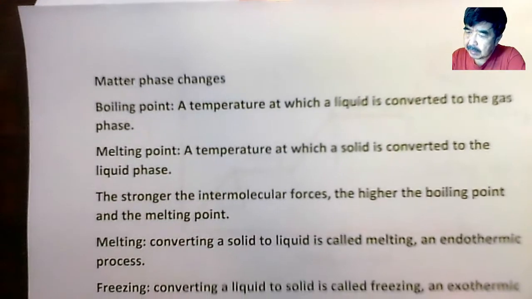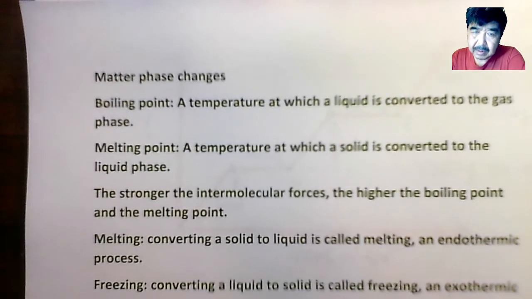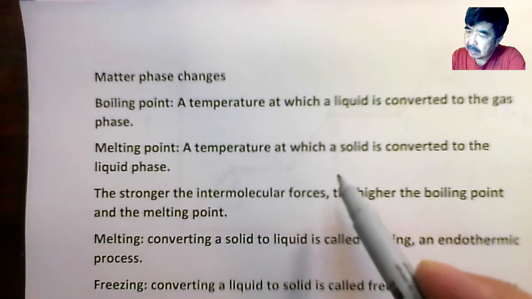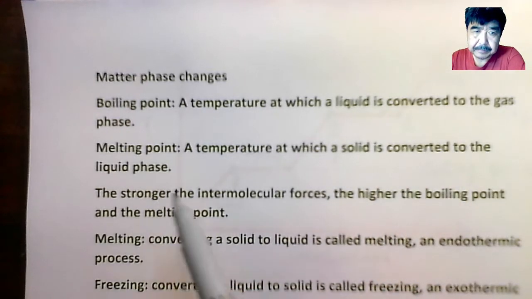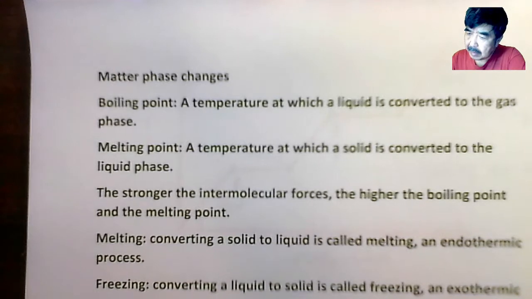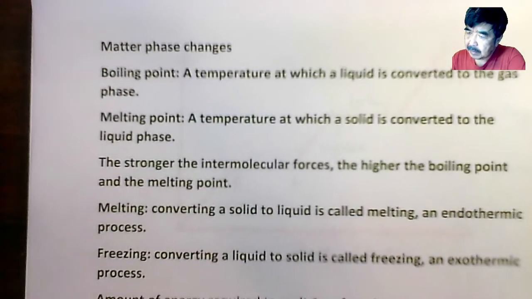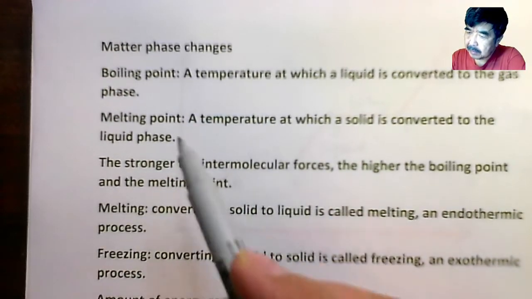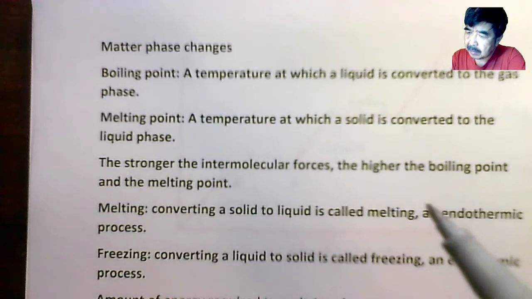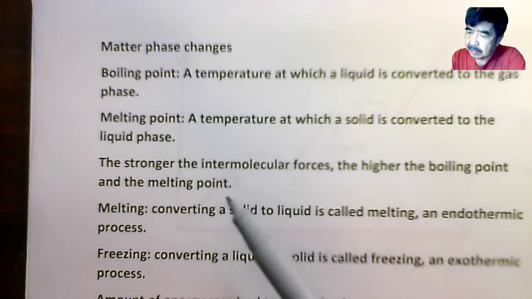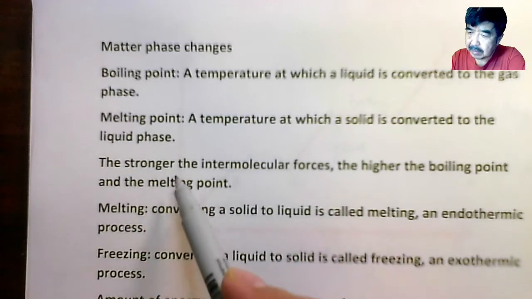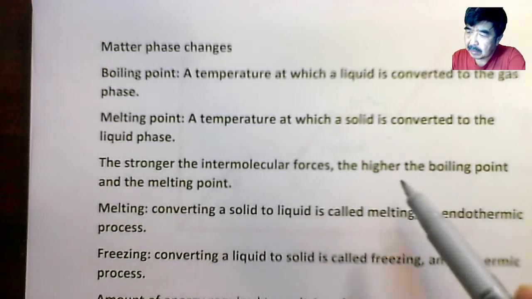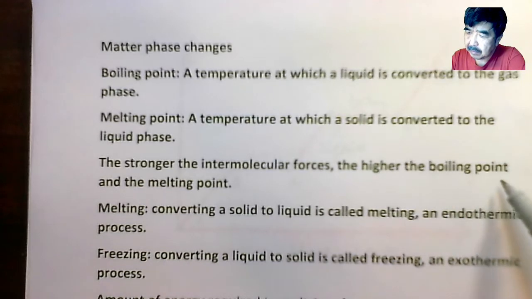Next is the melting point. Melting point is the temperature at which a solid is converted to a liquid phase. Basically, the boiling point and the melting point depend on the strength of intermolecular forces. The stronger the intermolecular forces, the higher the boiling point and the melting point.